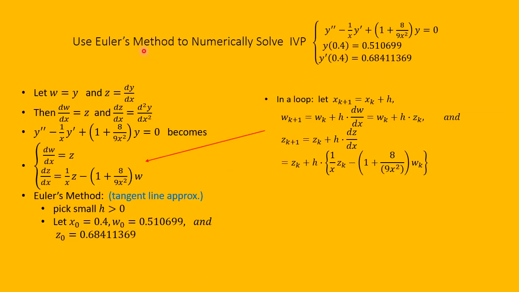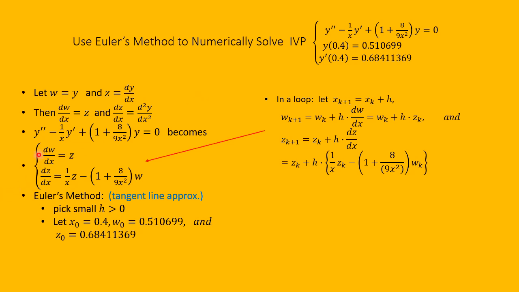So let's use Euler's method to numerically solve this initial value problem. This is the differential equation that we're looking at in this lesson. We saw that y of 0.4 was about 0.510699. Y prime of 0.4 was about 0.68411369. Okay, so here's what we'll do.